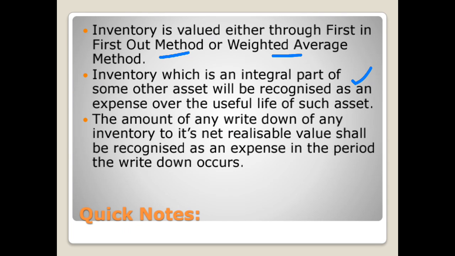Now, the amount of any write down of any inventory to its net realizable value shall be recognized as an expense in the period the write down occurs. As the procedure is lower of cost or net realizable value, whenever NRV is lower than cost, we have to write down the cost to the NRV. Means there is a reduction in value of inventories. In that case, that reduction has to be expensed off in that period.